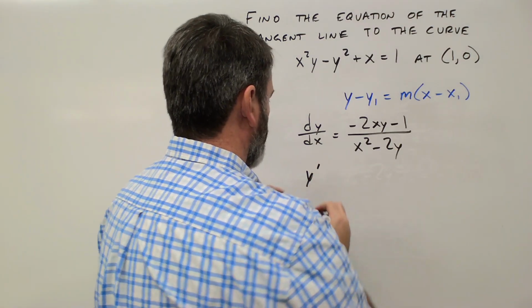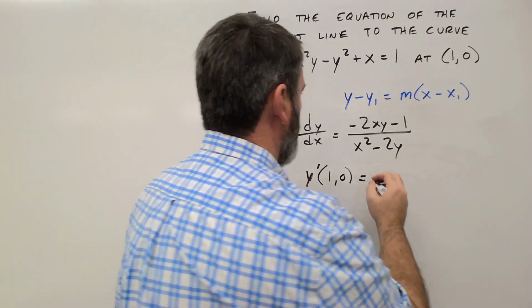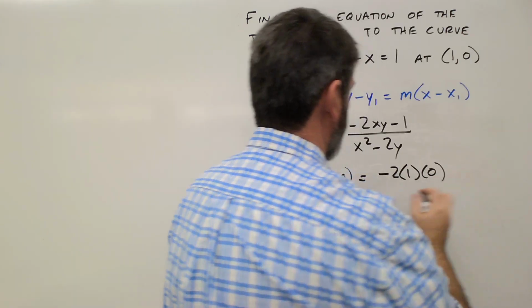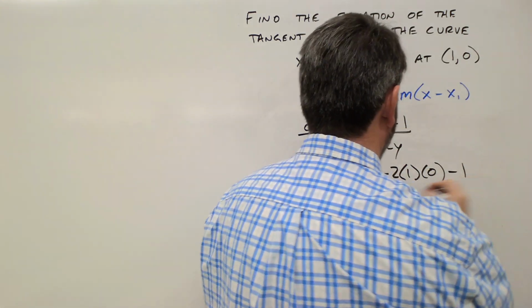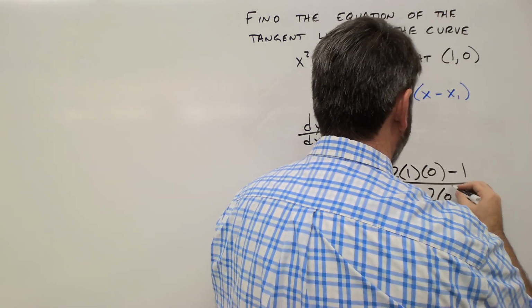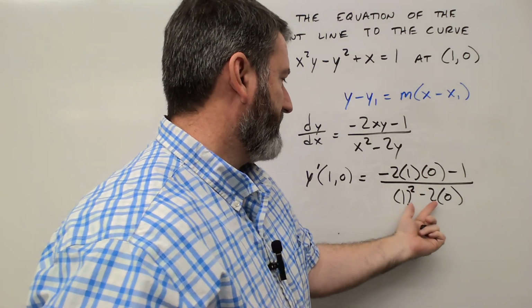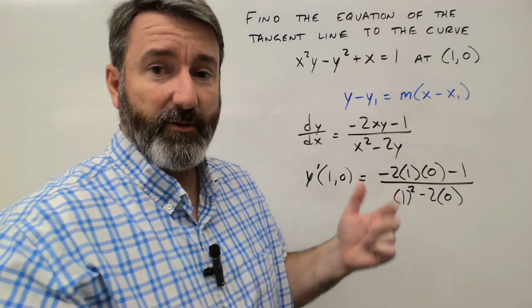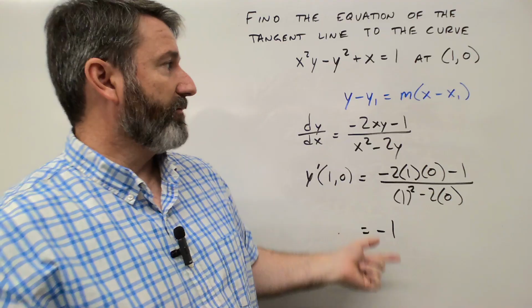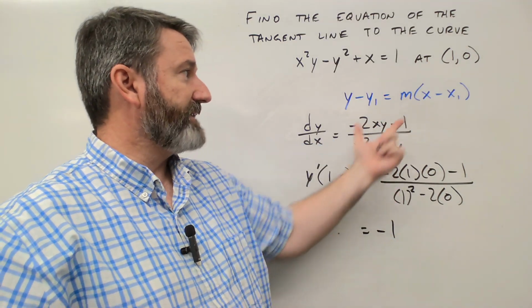I'm going to write this as y prime of the point (1, 0). We're going to get negative 2 times 1 times 0, which is going to make that whole thing 0, minus 1 divided by 1 squared minus 2 times 0. So notice that this is 0 minus 1 divided by 1 squared, which is 1. So this is just going to be negative 1. So our slope, our rate of change of our function right at that point, is going to be negative 1.